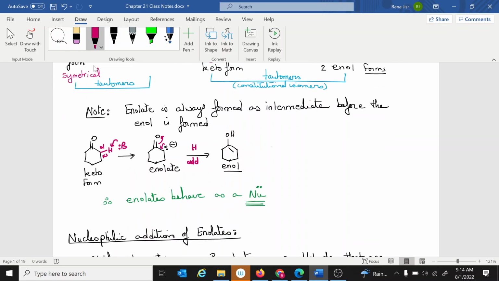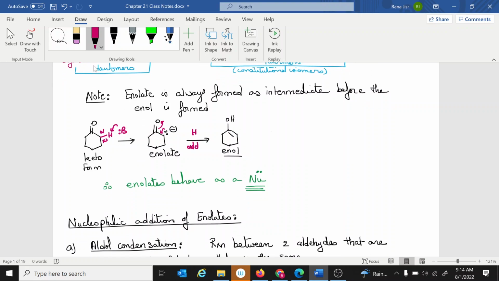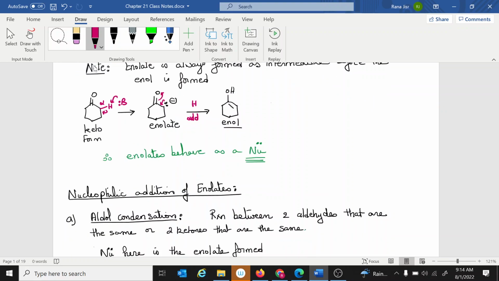So this is the whole idea in this chapter: making the enolate. Once you make the enolate, it is going to serve as a nucleophile, period. So it can add to any positive or partial positive carbon, by a simple reaction between a nucleophile and an electrophile.